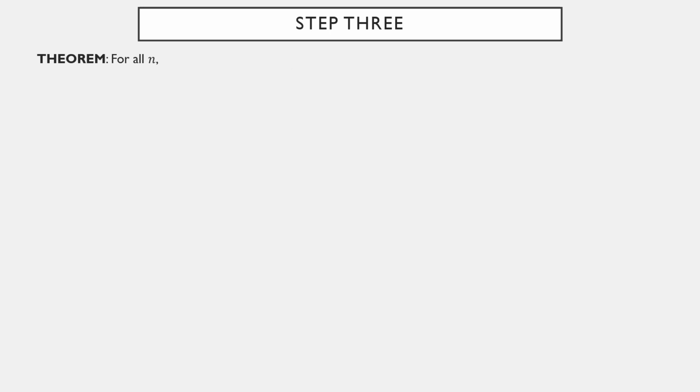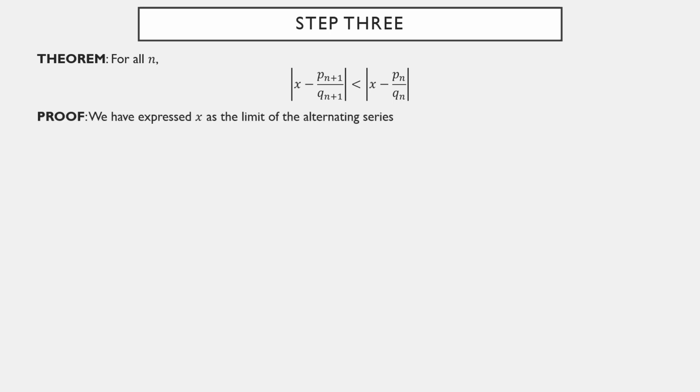Third step, for all n, the distance from x to p_{n+1} over q_{n+1} is strictly smaller than the distance from x to p_n over q_n. What this is saying is that we know the sequence of convergents, p_n over q_n, is converging to x. However, every term is closer to x than the one before it. So we've expressed x as this alternating series right here.